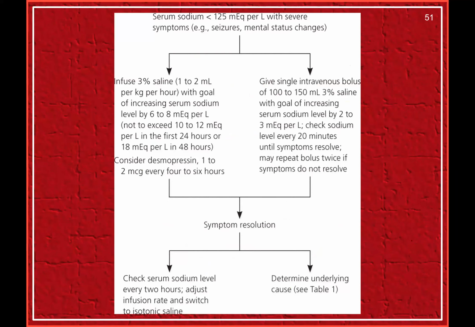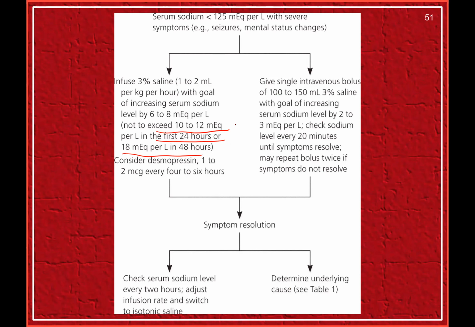People who are presenting with severe symptoms of hyponatremia like seizures, mental confusion, lethargy, coma, obtundation. These are very serious symptoms. Immediately infuse 3% saline if there is symptomatic hyponatremia. The goal is to increase the serum sodium level by at least 6 to 8 milliequivalents per liter and not to exceed 10 to 12 in 24 hours or 18 in 48 hours, because a very rapid increase in the serum sodium can produce a syndrome called central pontine myelinolysis.